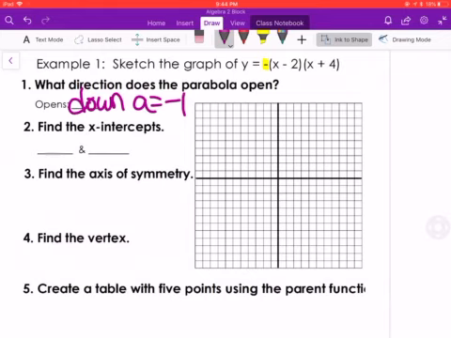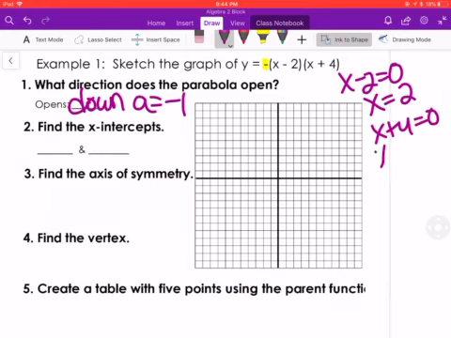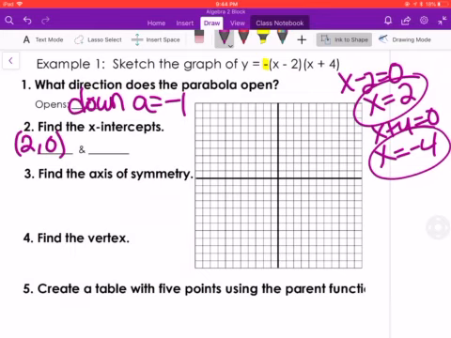Now to find the x-intercepts, you want to solve for x. It's like when y equals 0, so where does the graph cross? And we solve for x, we'd say, well, if x minus 2 equals 0, that means x would equal 2, or x plus 4 equals 0, so x would equal -4. So these would be my two solutions. And so my x-intercepts are the points (2, 0) and (-4, 0). So I would start by graphing those x-intercepts, at (2, 0) and (-4, 0).